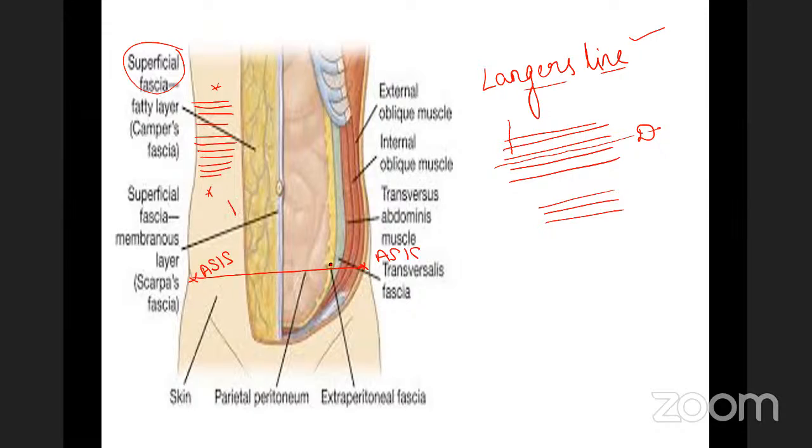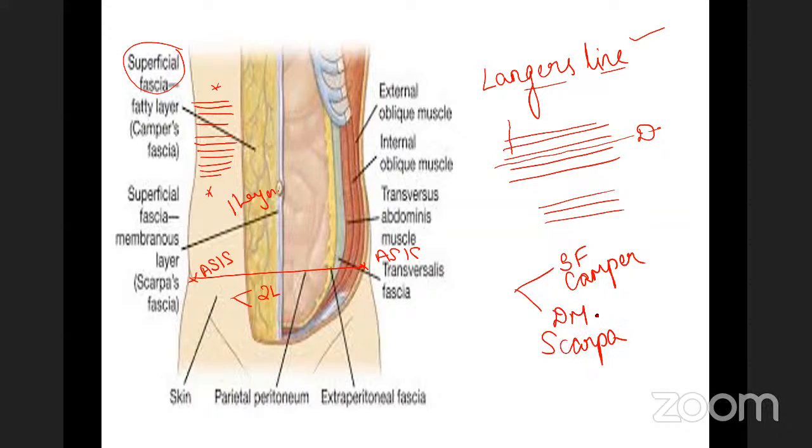But below the line joining the two anterior superior iliac spines, the superficial fascia becomes two layers. So what are the two layers of superficial fascia? You have the superficial fatty layer, which is known as Camper's fascia, and you have the deep membranous layer, which is known as the Scarpa's fascia.